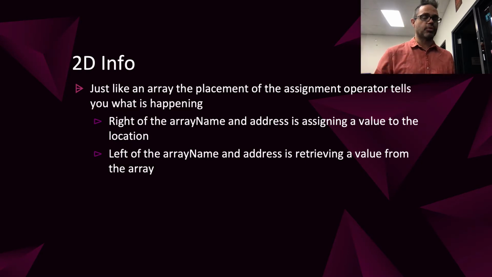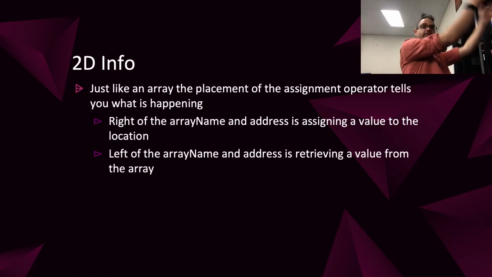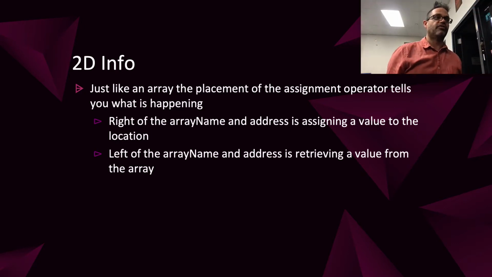When we're working with a 2D array, we want to keep in mind the placement of the equal sign to see what we're doing with that 2D array. If the equal sign, aka the assignment operator, is on the right of the array name and the address, aka the row and column square brackets, then we're assigning a value into that location. So if the equal sign is over here on the right, we're shoving it in. However, if the equal sign is over here on the left, I'm retrieving the value from the 2D array and giving it to a variable or some other thing. If it doesn't have a square bracket itself, I'm just retrieving the value out of it and using it as a parameter or something like that. So if it's left or if it doesn't exist, we're just retrieving the value.